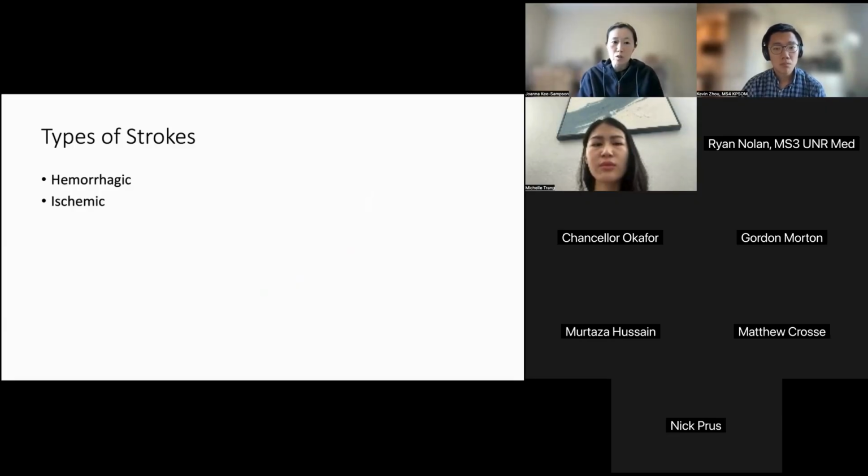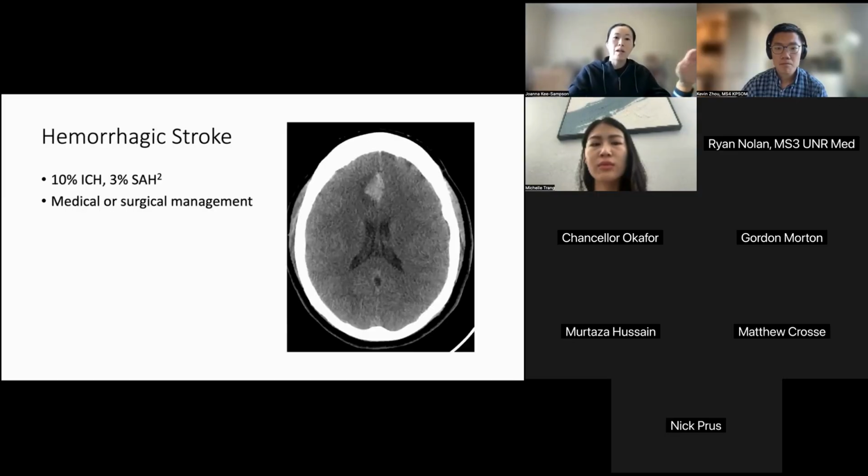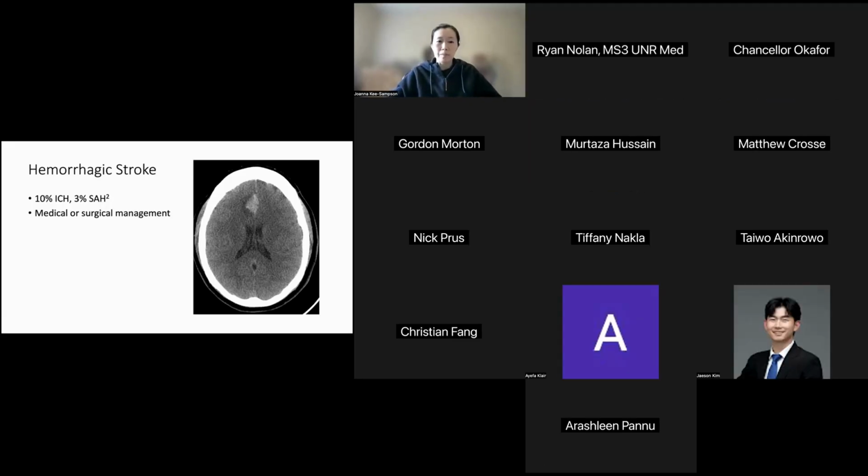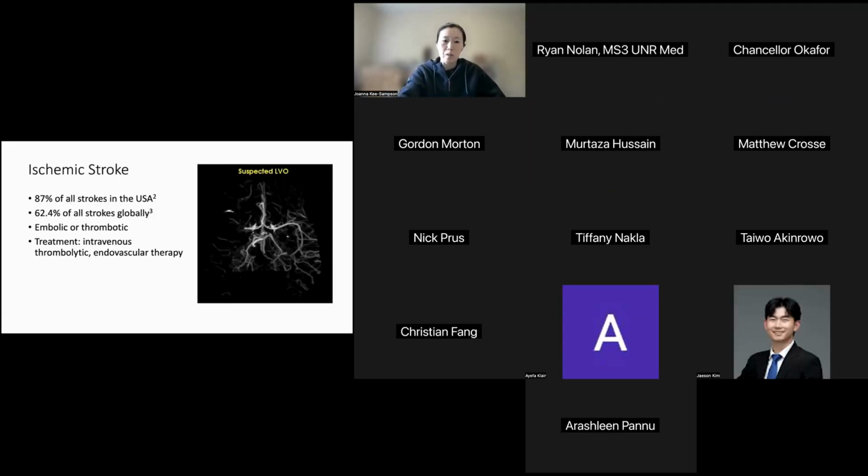So overall, there are two general categories of stroke. We have hemorrhagic stroke and ischemic stroke. Hemorrhagic stroke is the smaller percentage, the minority of strokes. 10% of them present as intracranial hemorrhages. 3% of them present as subarachnoid hemorrhage. And generally, these are managed by medical management or surgical management.